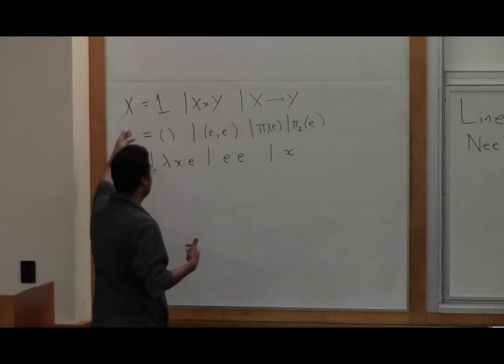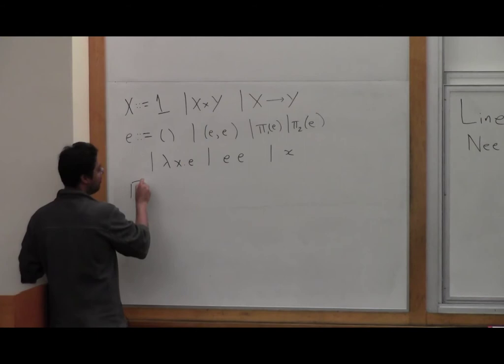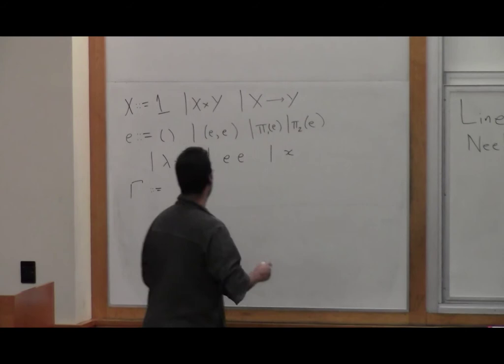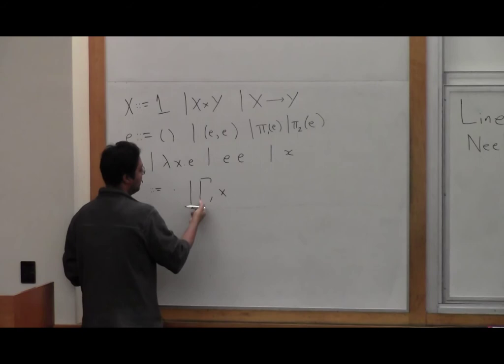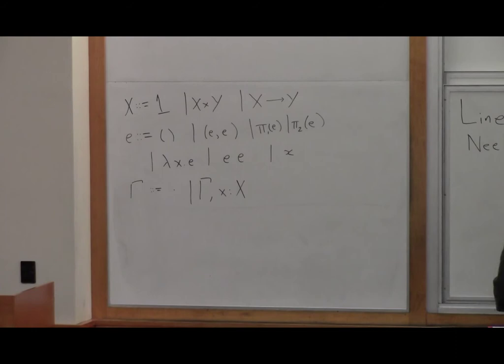And so when we have this syntax, we can give a typing judgment to say which terms are well formed in more or less the following way. What we can do is say first, a context is just going to be a list of variables and their types. So we're going to say a context can be empty, or you can have a context extended with the information that the variable x has the type big X. And let's just go ahead and write down some typing rules now.